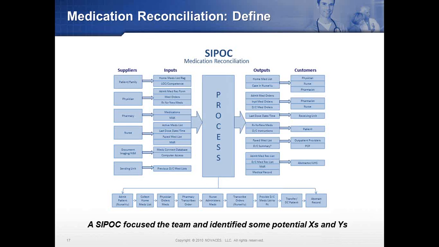You're going to find that changes later on. But a SIPOC focuses the team and identifies some of the potential X's and Y's related to the project. X's are causes or inputs, and Y's are outcomes or outputs from the process. In this one, a medication reconciliation defect would be the Y we were trying to prevent.